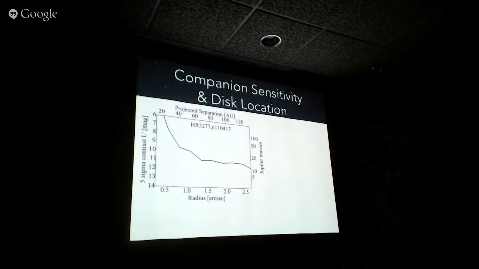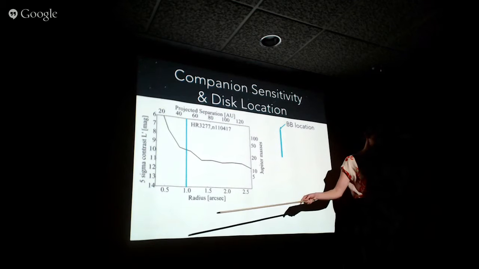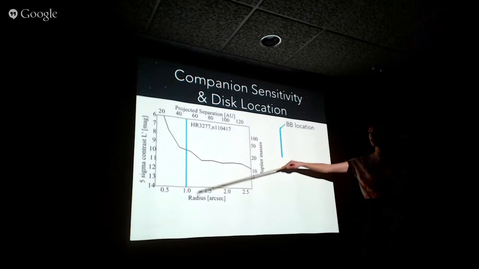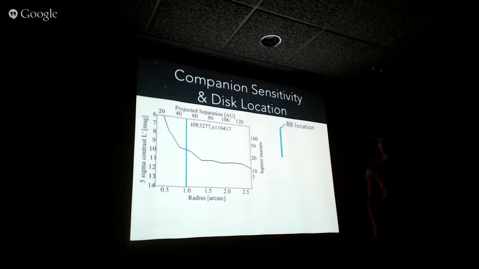So in this particular case, now we can see what kind of sensitivity we get with respect to where we think the disk is for the system. So the black body location, that minimum inner separation for the cold component of this disk. So in other words, the outer edge of the gap could be as close as 1 arc second. And there, we're sensitive to something like 30 Jupiter masses.